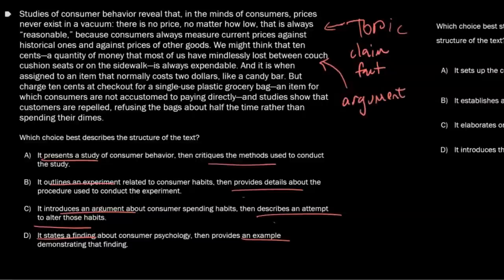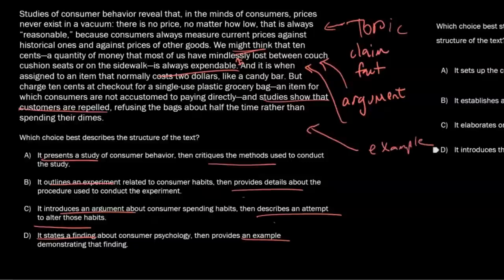Because it's saying that it's always expendable. We might think maybe it's not. The author is going to introduce that maybe it's not, right? And it is, maybe. So let's say this one I would say is kind of a short sentence. It's kind of part of this one, so I'm not going to assign a new word. Okay. And then it says, but charge 10 cents at a checkout for a single-use plastic grocery bag, and studies will show that consumers are repelled. This is an example. This is pretty simple.